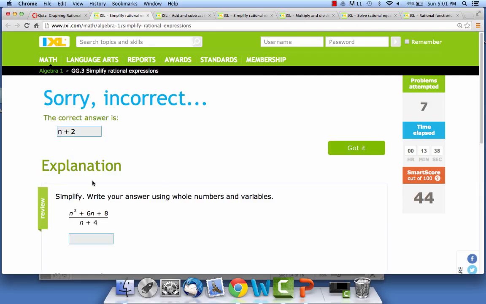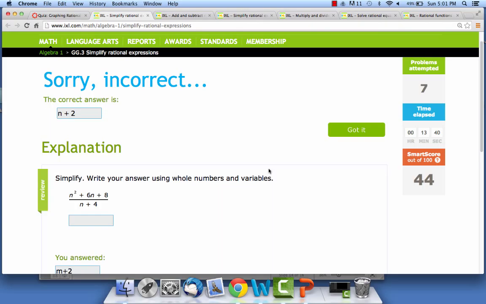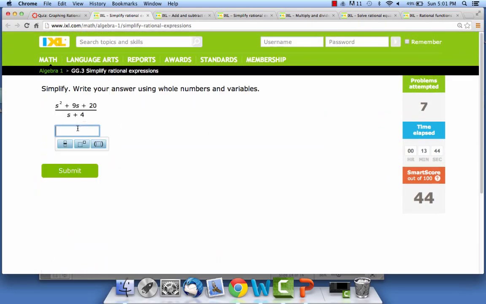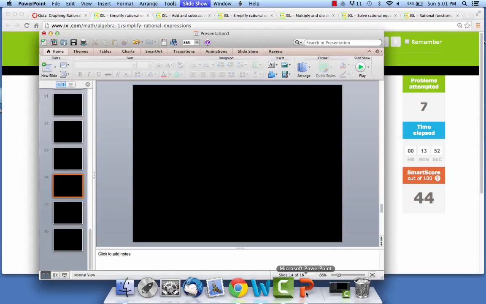Oh, I typed the wrong variable. N plus 2 would have been correct. So they're giving us a similar one, so we'll do this one and then we'll go on to the next thing. So 1, 9, 21, 4.